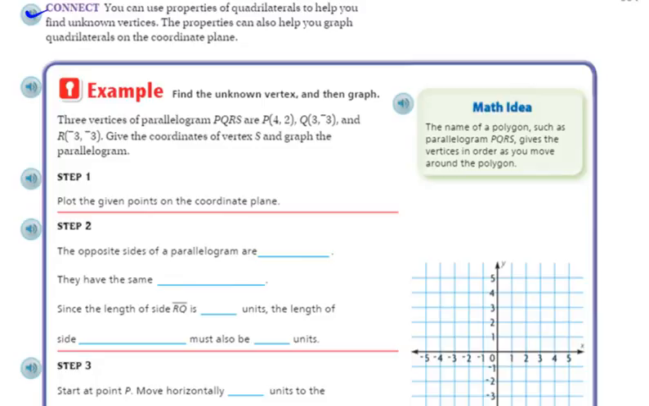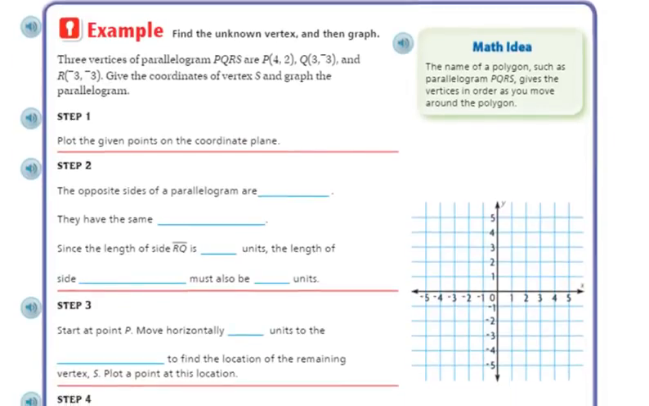You can use properties of quadrilaterals to help you find unknown vertices. The properties can also help you graph quadrilaterals on a coordinate plane. So for example, if we're trying to graph points of a rectangle, we have to remember that opposite sides are parallel and equal. Same thing with a parallelogram. All right, so these are some things that we need to just remember as we try to graph some figures on that coordinate plane.